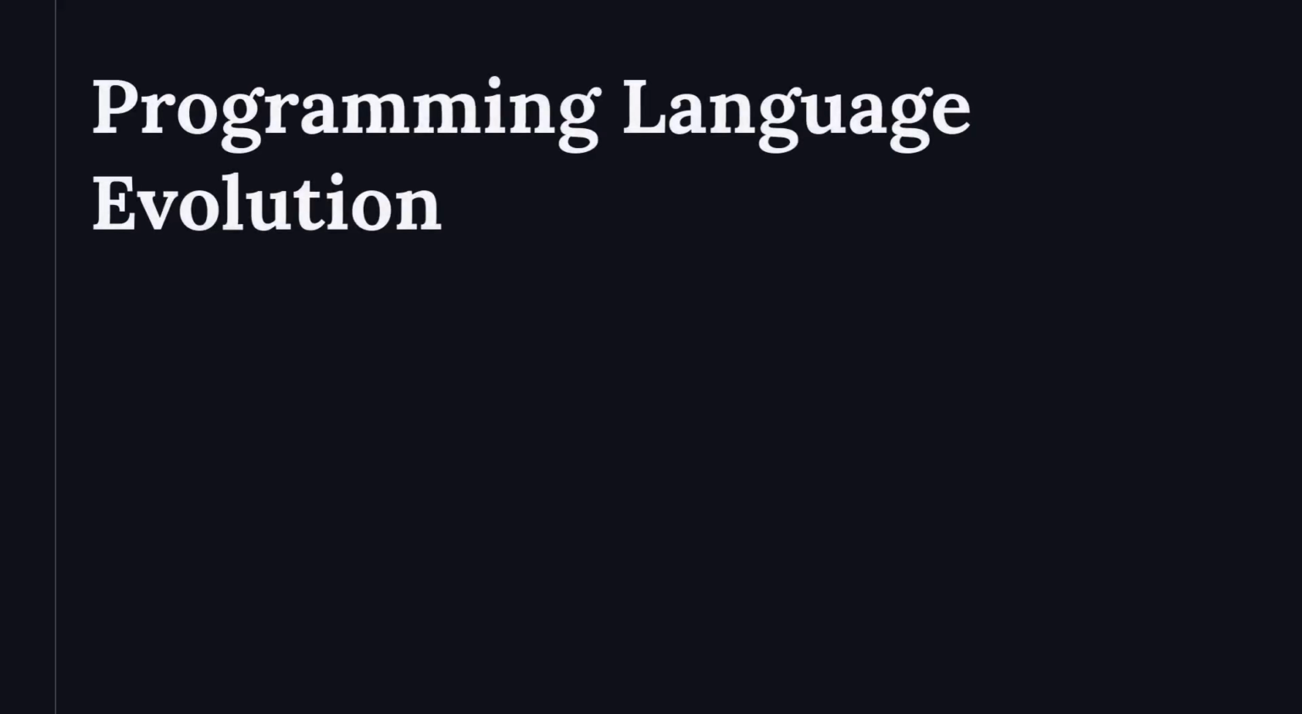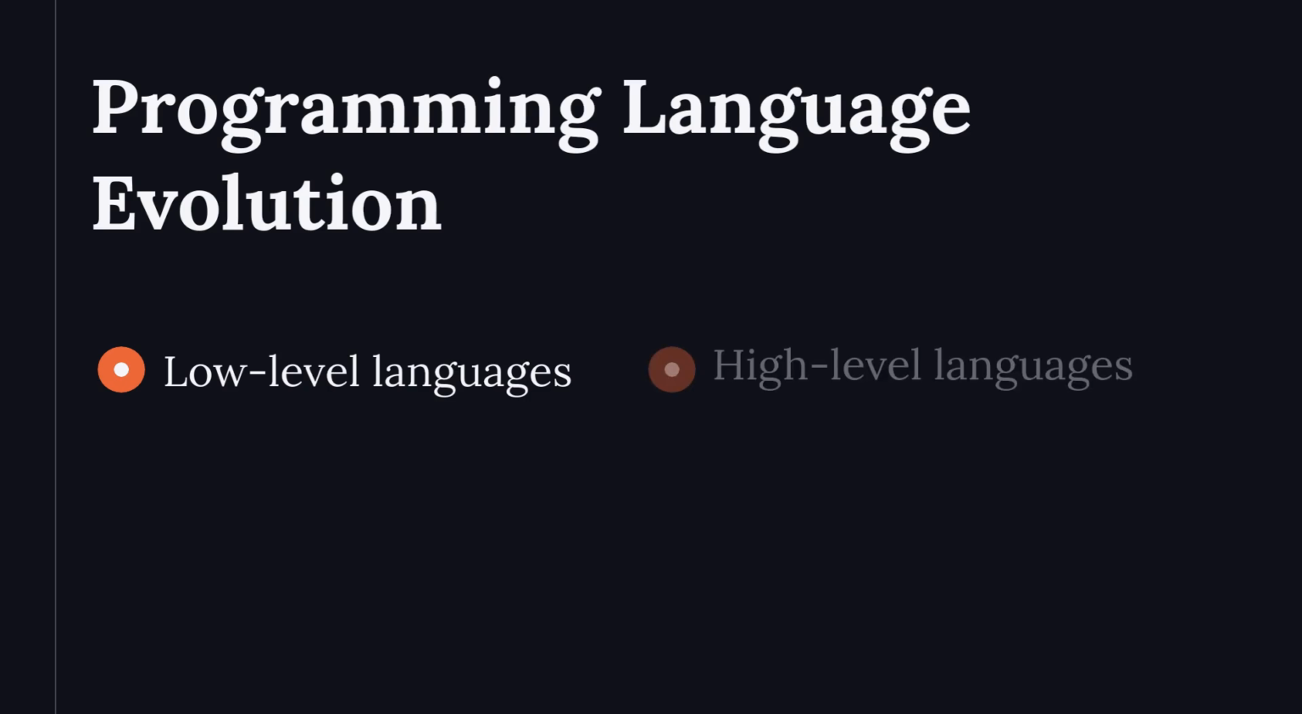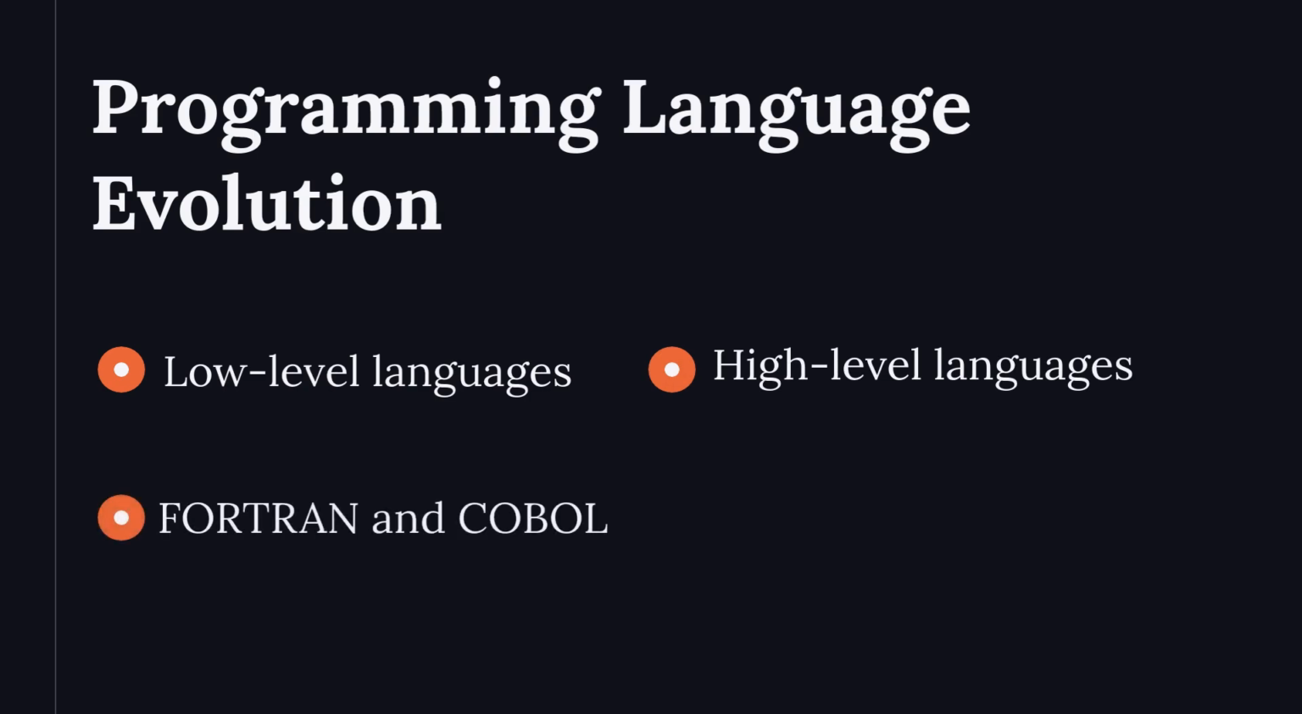Early programming used low-level languages like machine code. High-level languages emerged for easier coding. Fortran and COBOL were among the first. They made programming more accessible and efficient. This evolution marked a major leap in computing.